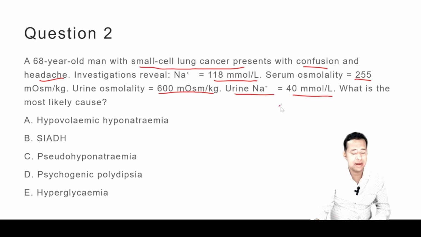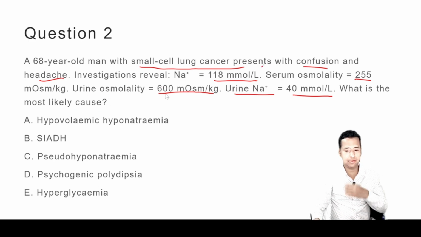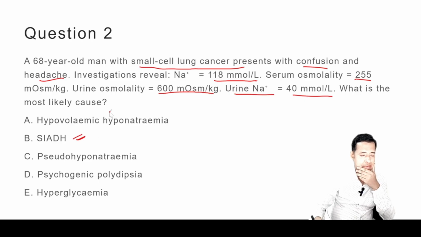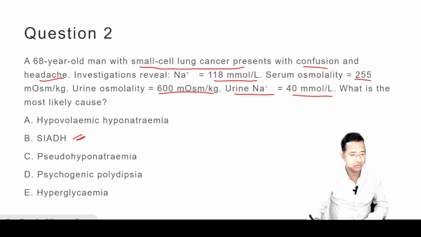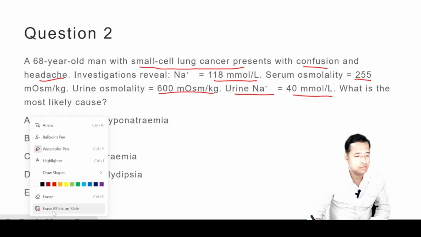So again, high urine sodium. What could be the association is small cell lung cancer. So this is the entire SIADH scenario. Remember INAPP: INA means increased sodium in urine, and PP is plasma osmolality and urine osmolality, which is 600.